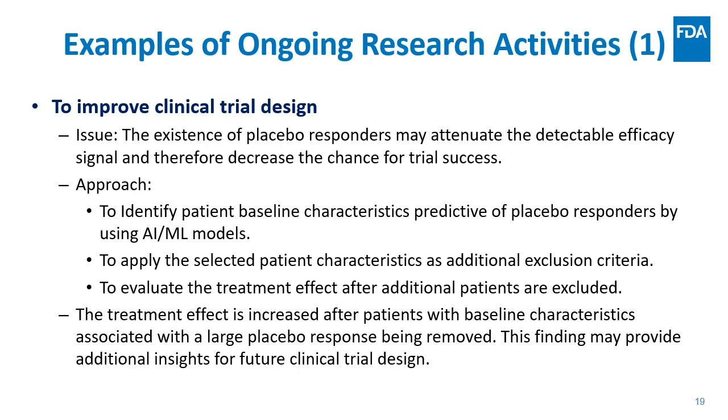This project is intended to identify patient baseline characteristics that can be utilized to predict placebo responders by using AI and machine learning models. Then we attempted to apply the selected patient characteristics as additional exclusion criteria, followed by evaluating the treatment effect after additional patients being removed. The preliminary results suggest that the treatment effect can be numerically increased after patients with baseline characteristics associated with a large placebo effect being removed. And this finding may provide additional insights for future clinical trial design.